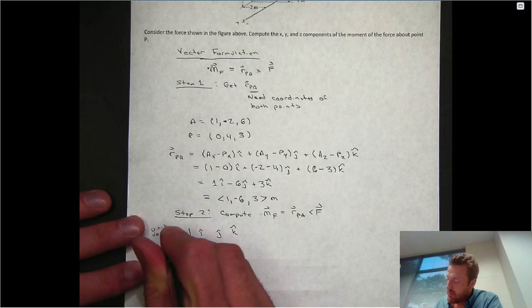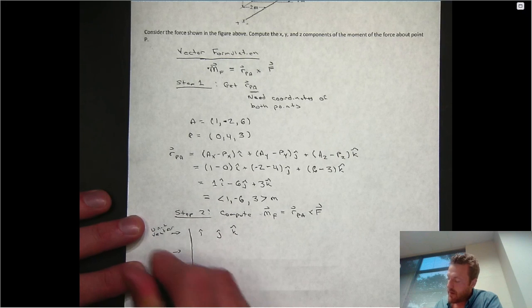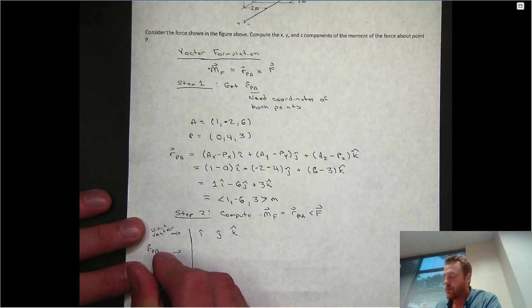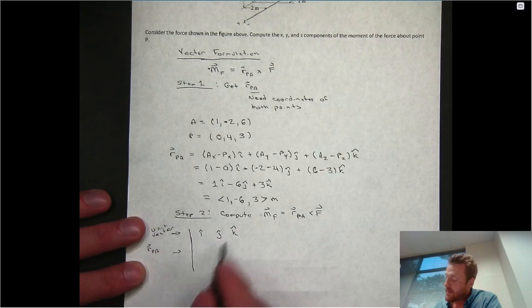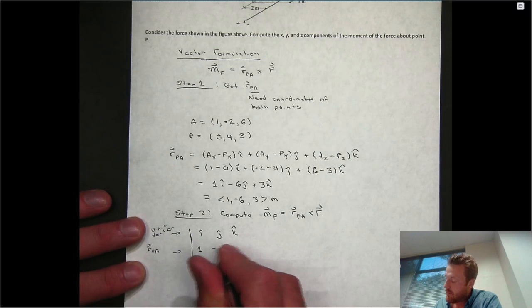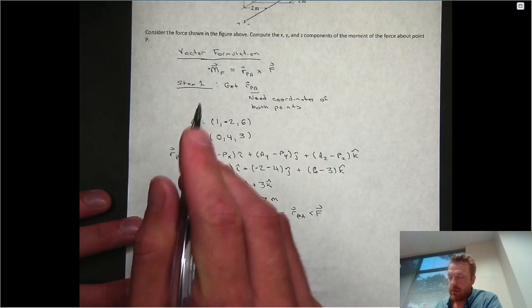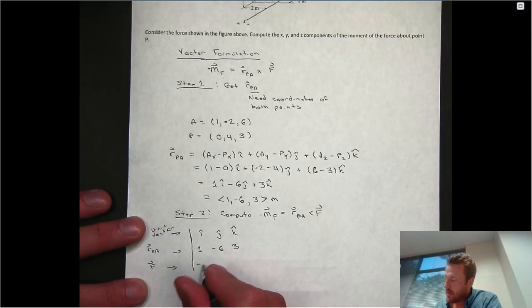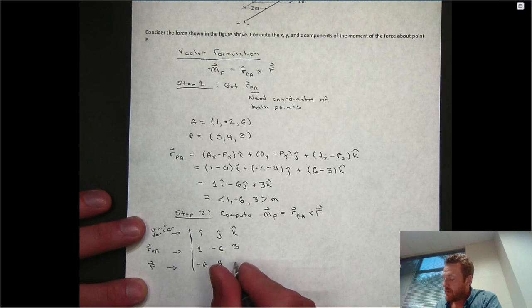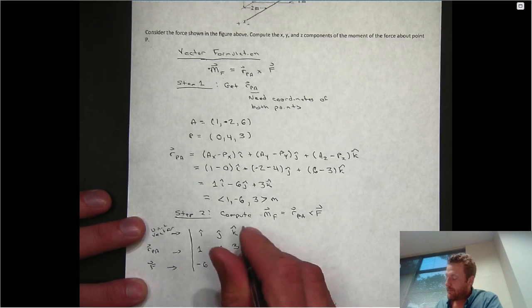And then in the second row, we're going to put the components of our position vector from the point about which we're computing the moment, P, to any point along the line of action of the force, in this case, A. And that position vector, we determined it to be 1, minus 6, 3. And then in the last row, we're going to put the force that's actually causing the moment. So we were given, if you go back to the original problem description, that the x component was minus 6, the y component was 4, and the z component was 8.